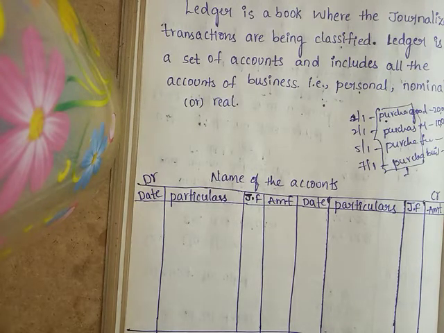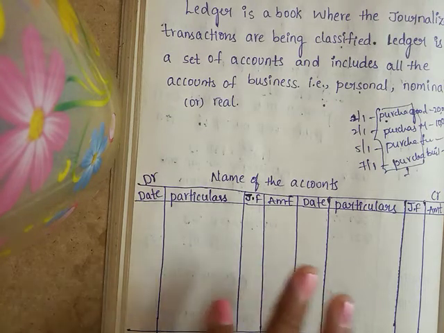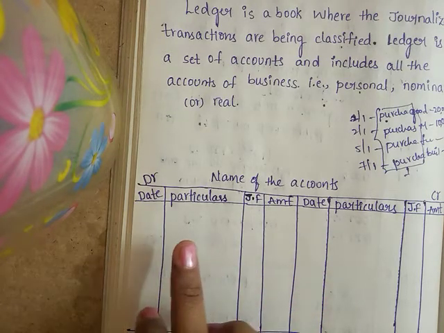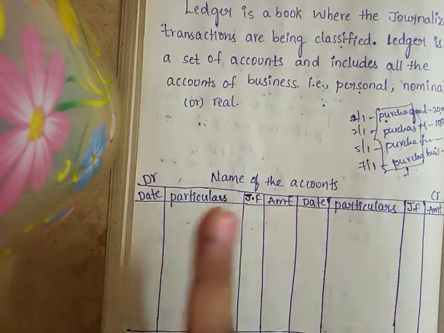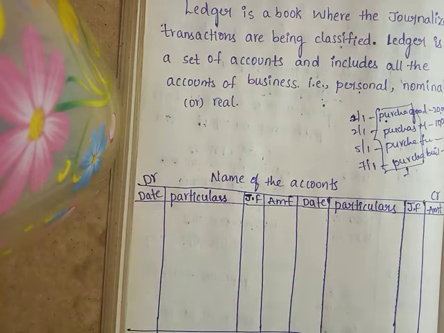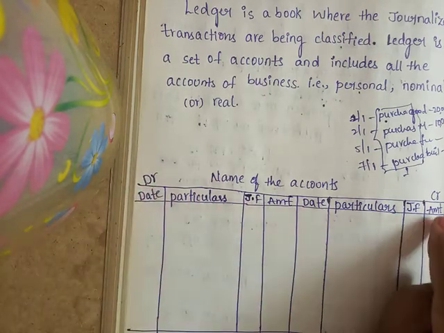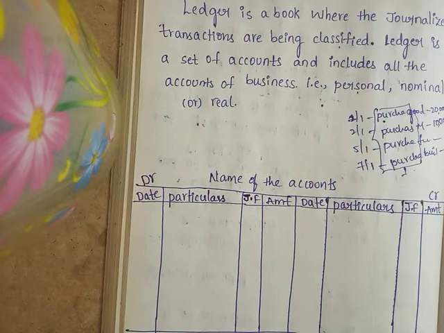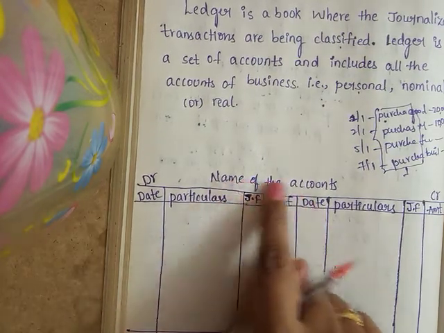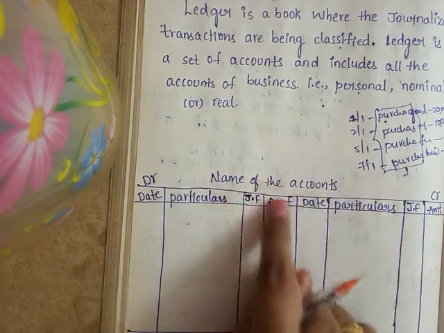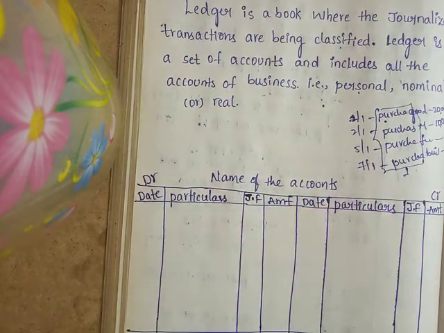So there are several rules and principles that should be kept in mind while posting. An account has two sides, so generally it is in the form of a T shape. The left side is marked as debit, and you have to write "Dr" definitely here, and the right side is the credit. Next, the name of the account is mentioned at the top, in the center of the account.